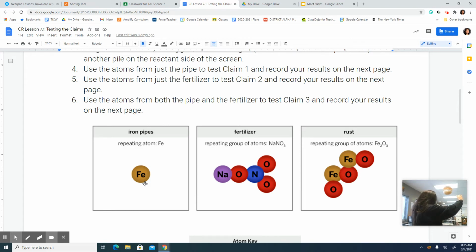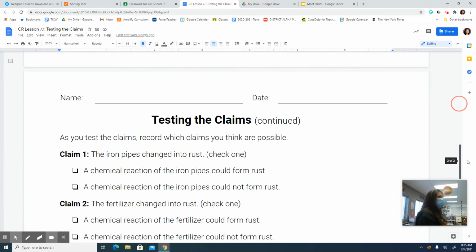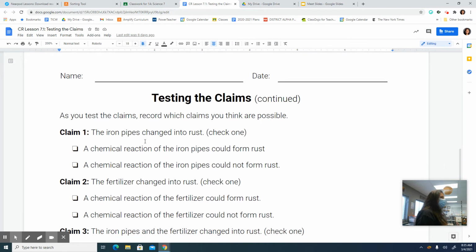Is it possible that the rust came from the iron pipes? It's not, right? Because the iron pipes are only made of iron, and rust is made of iron and oxygen. So in order to get our rust, we would need some oxygen, and we don't have any oxygen. So that cannot be true. So let's go down, because it says record your results on the next page. So claim 1, the iron pipes changed into rust.